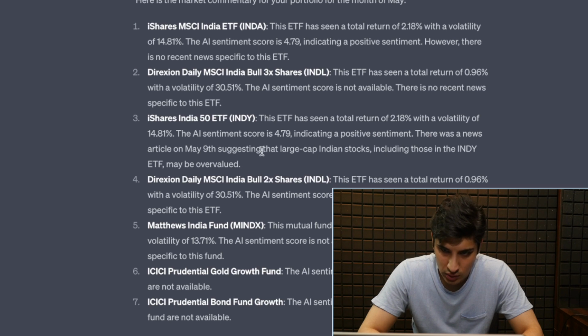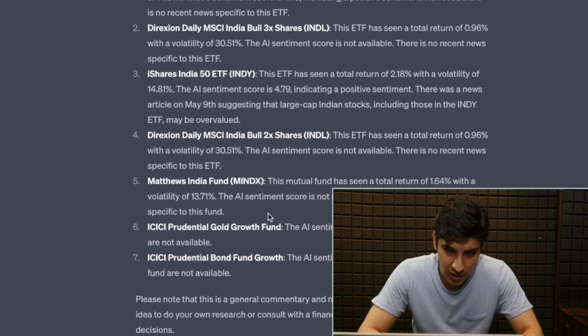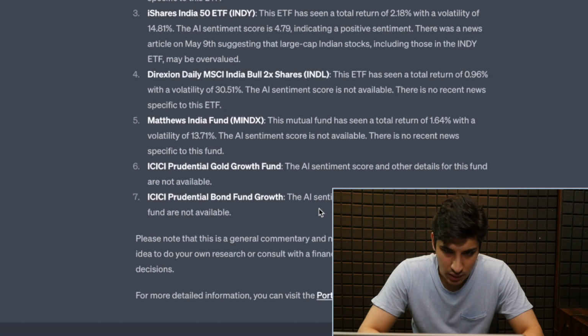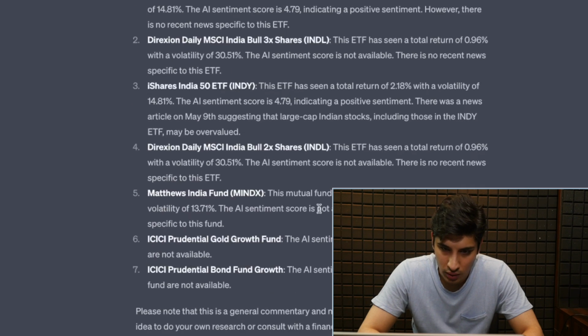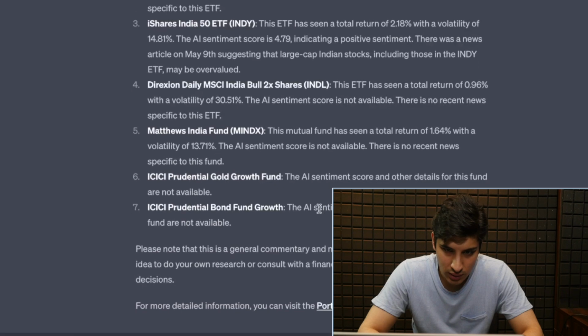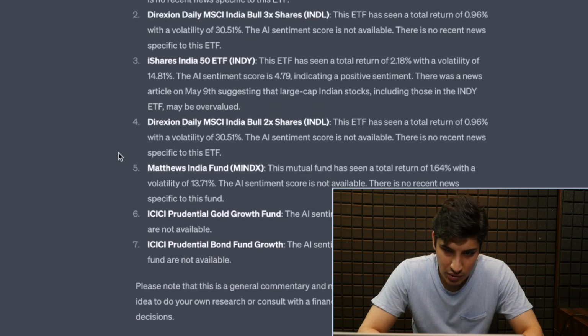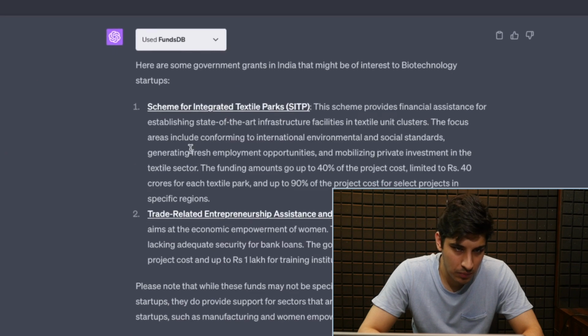Okay, this one has some news. There was a news article on May 9 suggesting that large cap Indian stocks, including those in the Indie ETF, may be overvalued. I'm sure again this will be better for US stocks, but at least we get this information, right? So this is quite good. Let's see what else we have here.